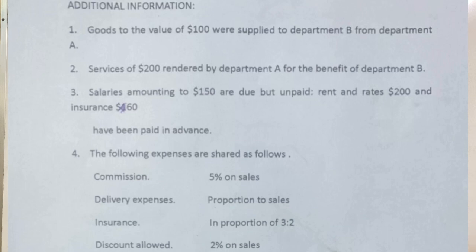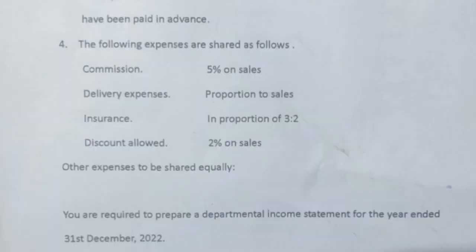4. The following expenses are shared as follows. Commission, 5% on sales. Delivery expenses in proportion to sales. Insurance in the proportion of 3:2. Discount allowed, 2% on sales. Other expenses to be shared equally. You are required to prepare a departmental income statement for the year ended 31st December 2022.